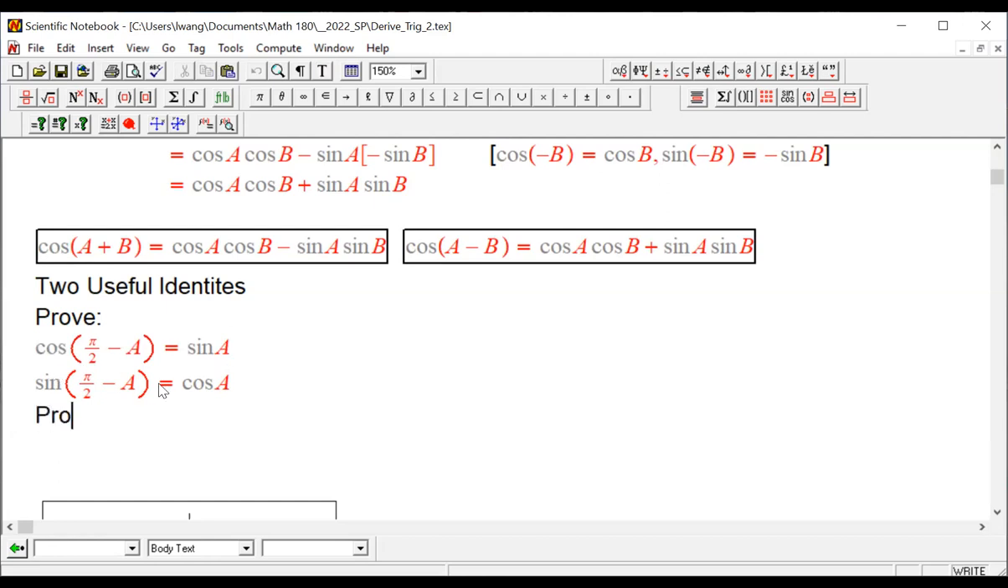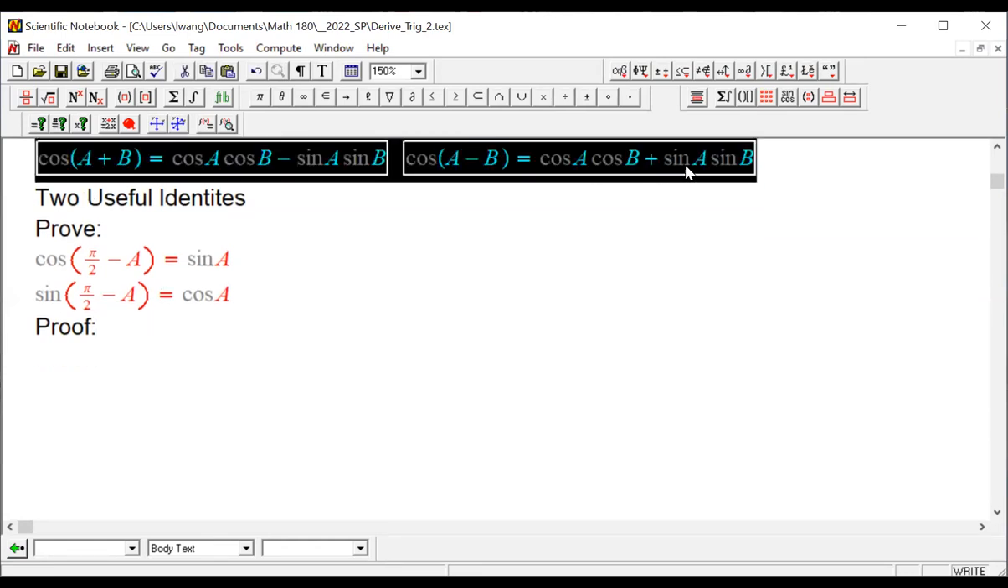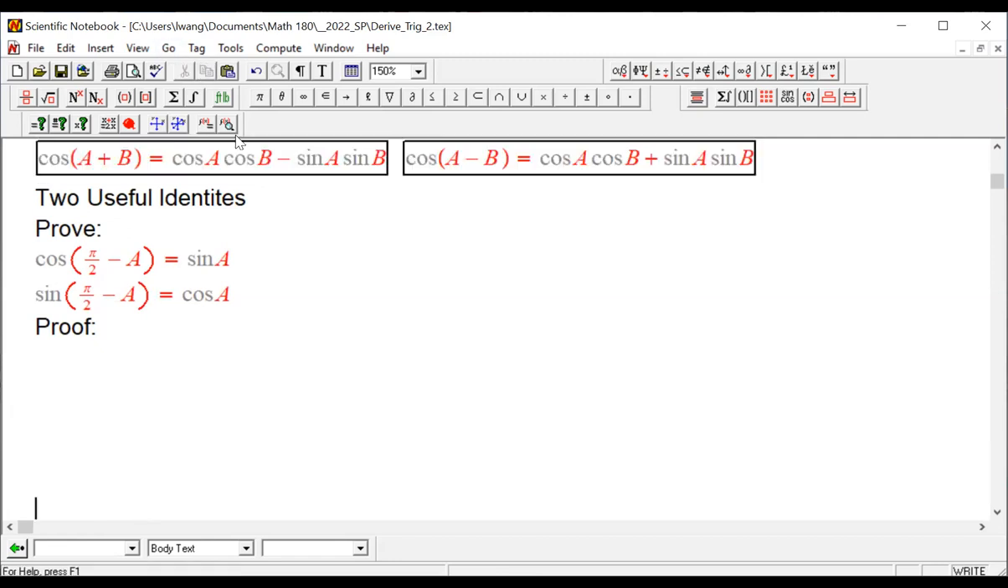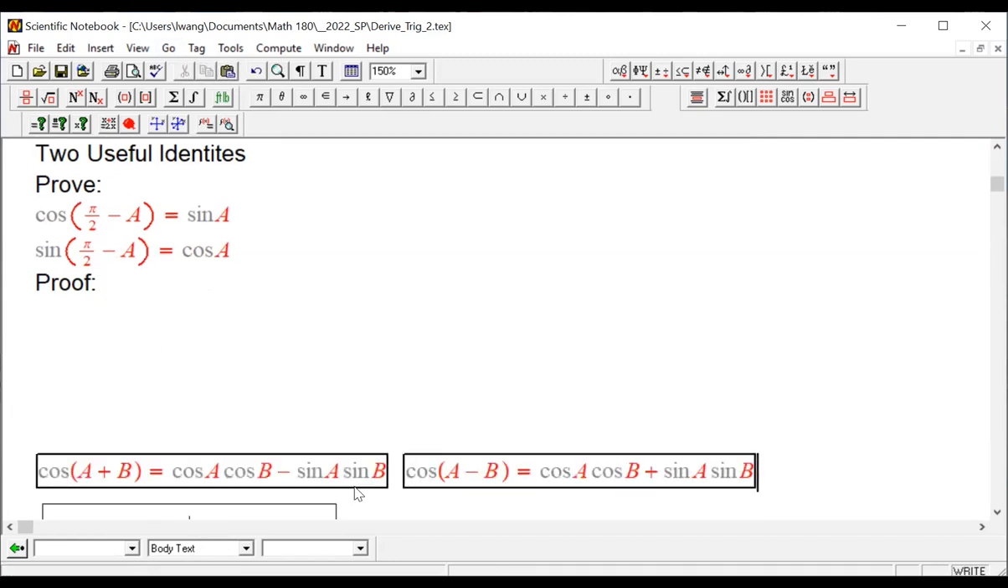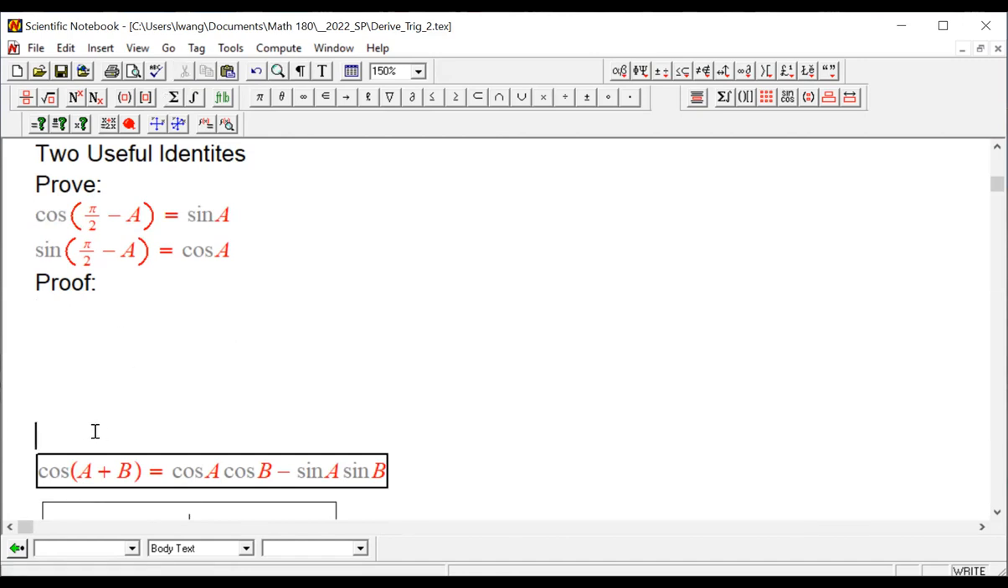Here is the proof. To prove these two identities, we just need to apply the formula we just derived, especially cosine A minus B. Let's prove the first one. We will need this one, so I'm going to put it right here.